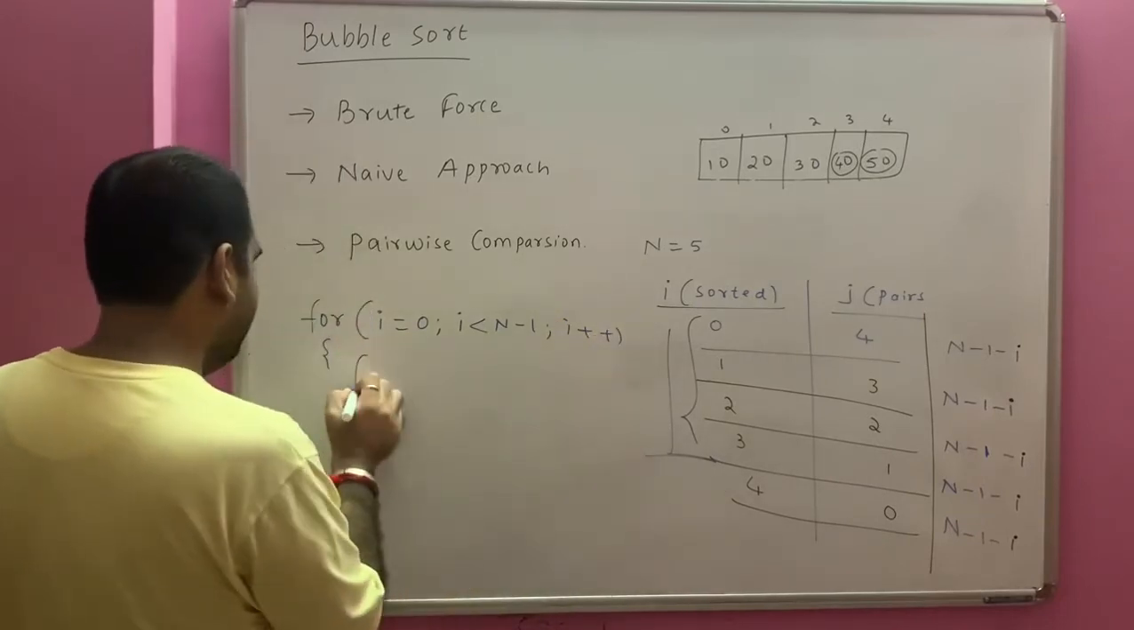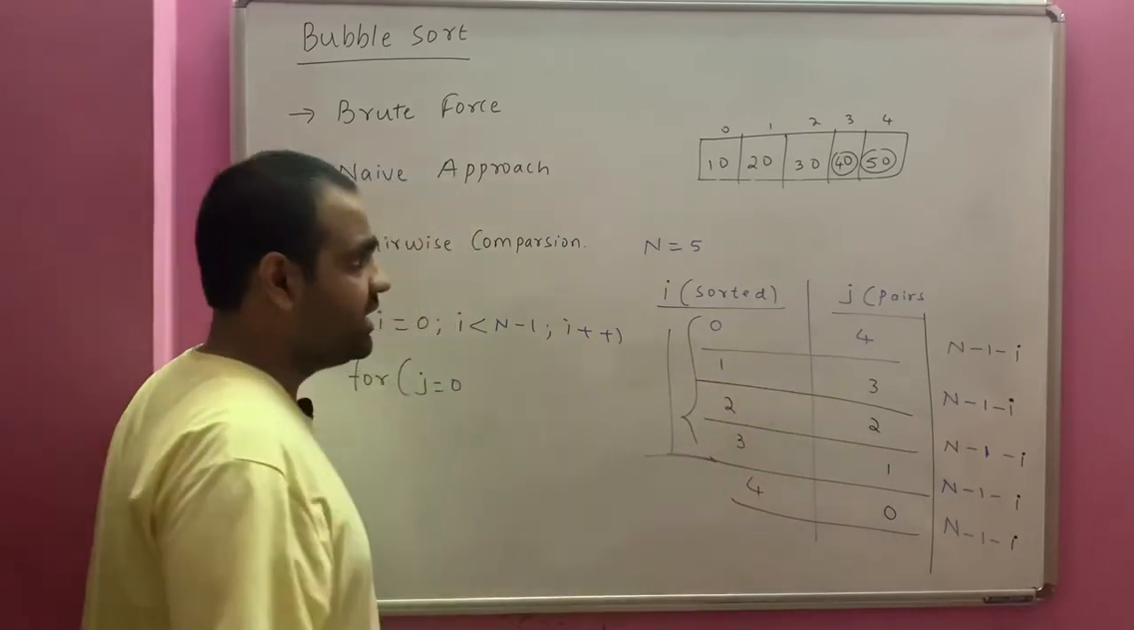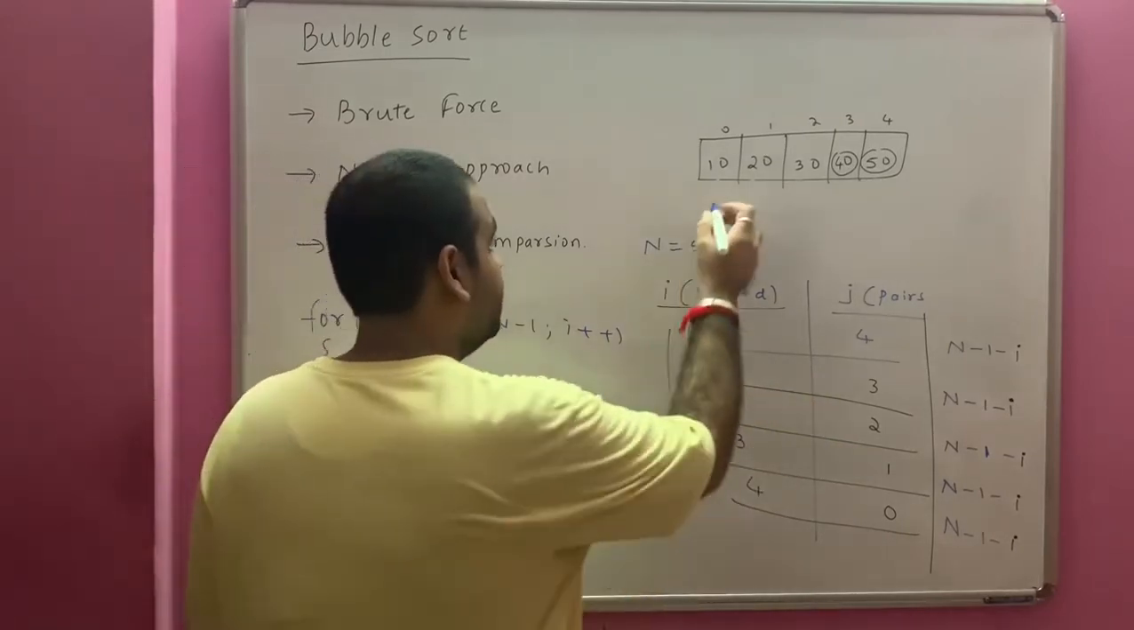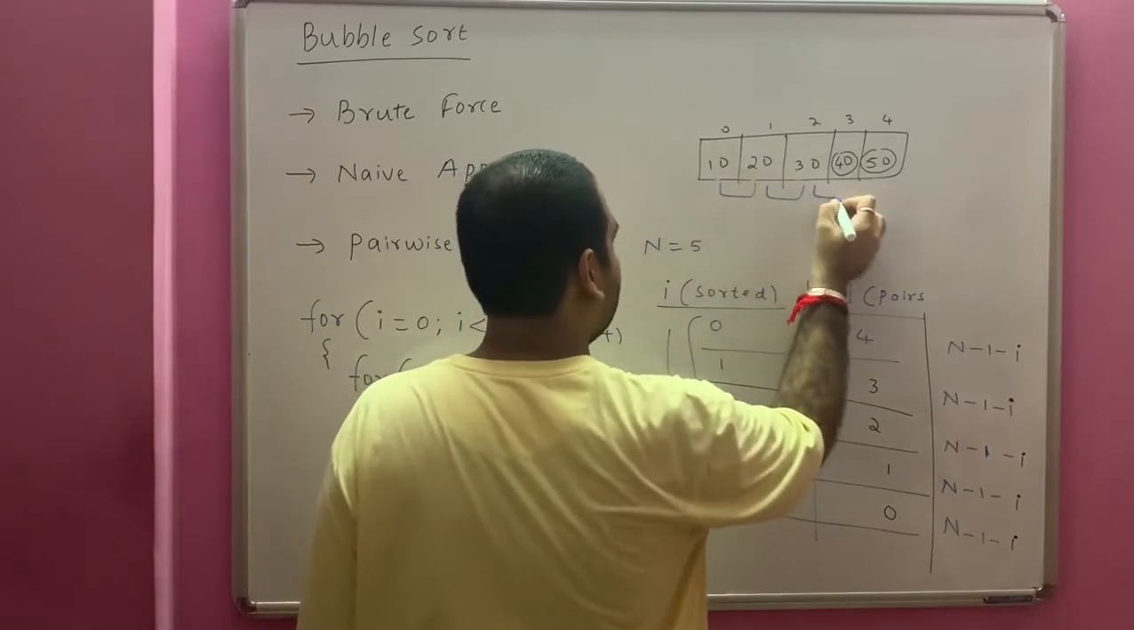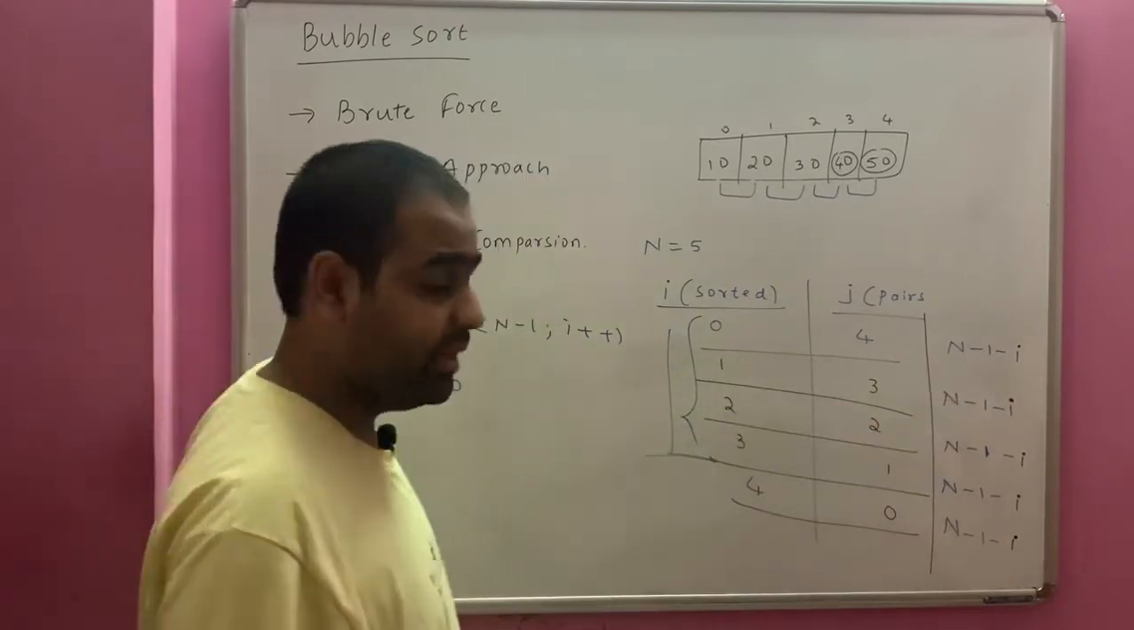Is that okay? And for j, j again starts from 0. j is the number of pairs. Now we start from 0, 1, 1, 2, 2, 3, 3, 4 like this. And how many pairs are there? N minus 1 minus i.